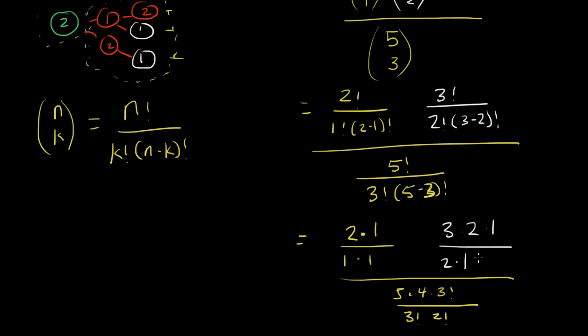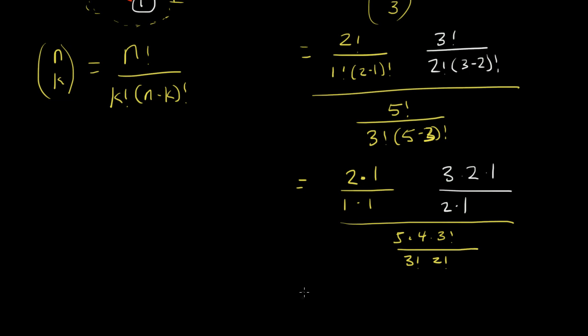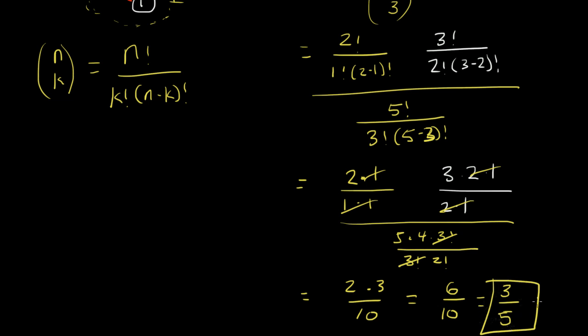Okay, so let's go ahead and scroll down a little bit more. This cancels, you're left with 2 times 3. Good, we have the 6 in the numerator that we were expecting. This cancels, and this is 20 divided by 2, which is 10. So then we end up with 6 over 10, which is 3/5. So the probability that you win this game is 3/5. Your chances of winning are more than half, so that's pretty good. It's a good game to play.